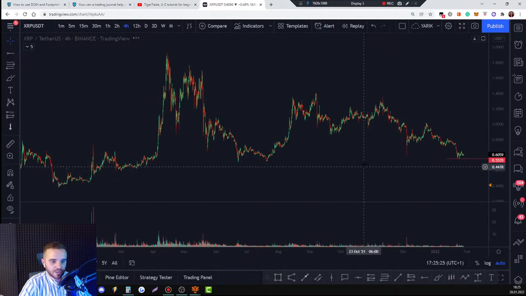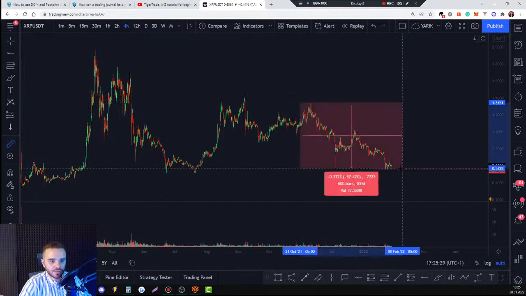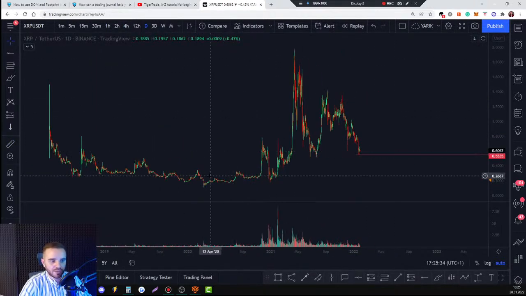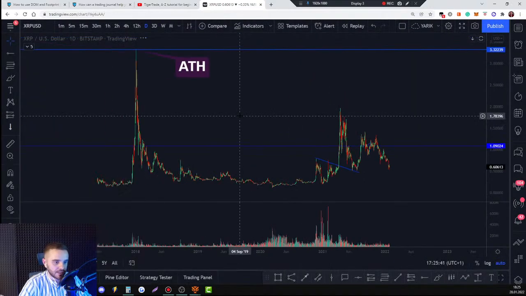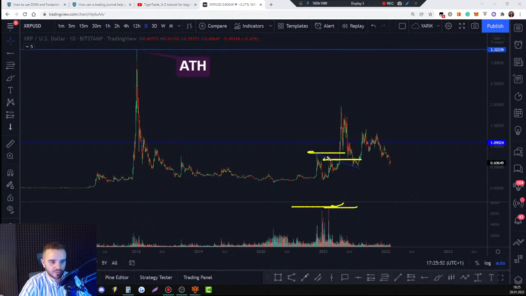About Ripple, my friend, Ripple already dropped so much. What I don't like in Ripple is that while we had the bull cycle, the bull run, Ripple was the only top coin that didn't do a new all-time high. Take a look here, all-time high $3. Ripple did only 50% of that $3. And take a look at this massive volume. Some people that kept Ripple got out here, because such big volume means that someone sold, someone bought.